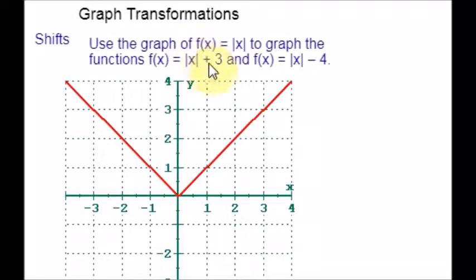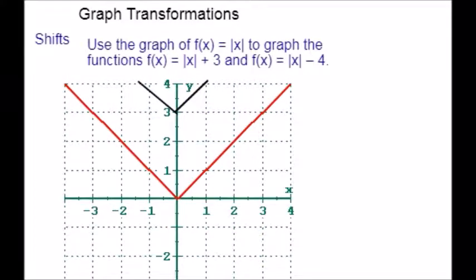Now let us start with the first one. Graph the function absolute value of x plus 3. It means we have to shift the parent function 3 units upwards. Whatever number you're adding to the original function, you have to shift it that number of units upwards. So f of x equals absolute value of x plus 3 would look like this. Hope you're clear so far.